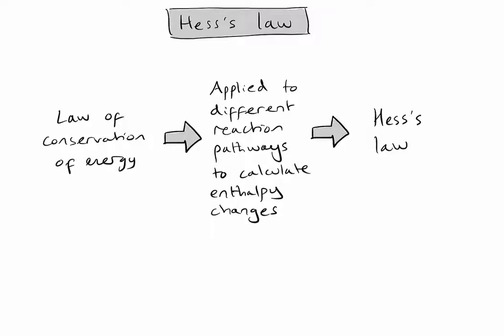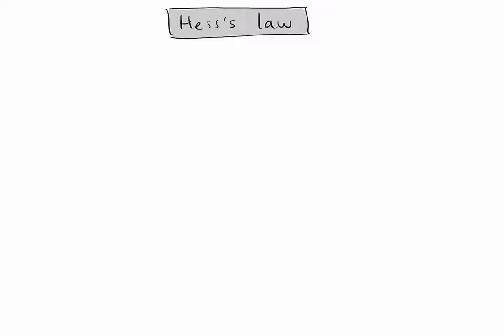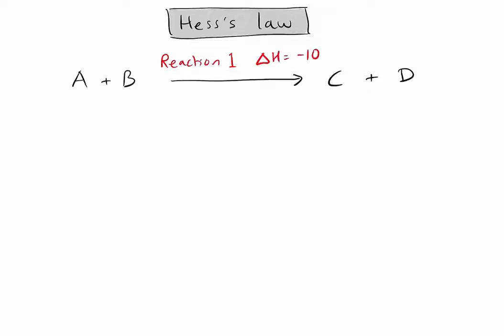Let's now look at two examples to see how this works. Let's take an example reaction of A and B reacting to form C and D. Let's call this reaction 1. And let's imagine that the enthalpy change for reaction 1 is -10. The units in this case are not really important.